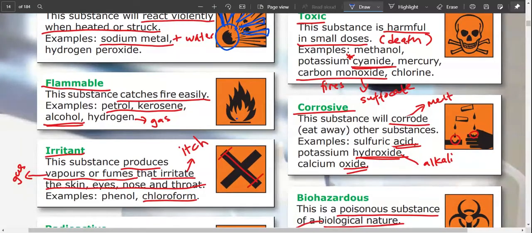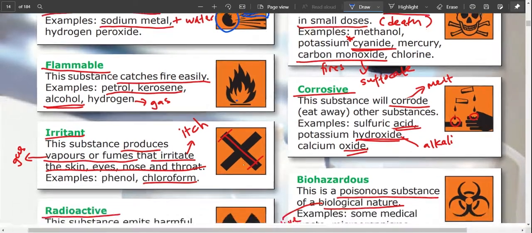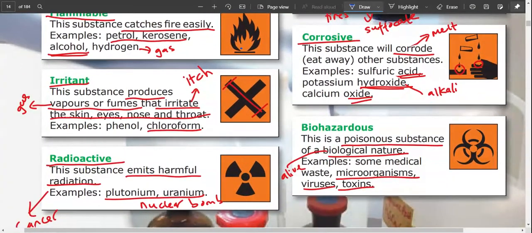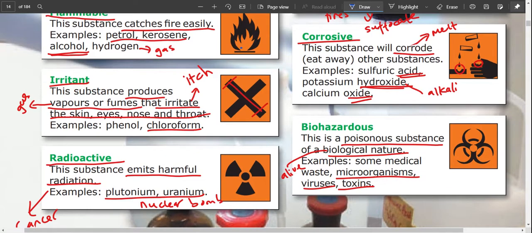Irritant is any substance that can irritate you. It causes you to feel like you want to scratch, and the symbol is a simple X. Radioactive is any substance that can emit harmful radiation which can lead to cancer. You can find this in a nuclear plant, and the objects include plutonium, uranium, and so on. The symbol is like a fan: a circle at the center and then a fan surrounding it.